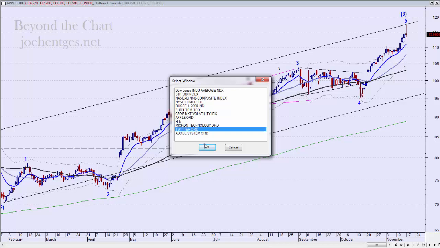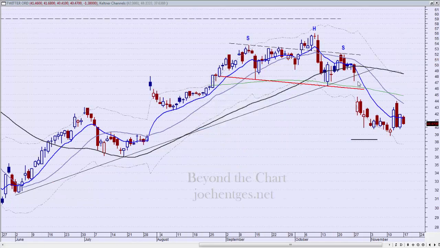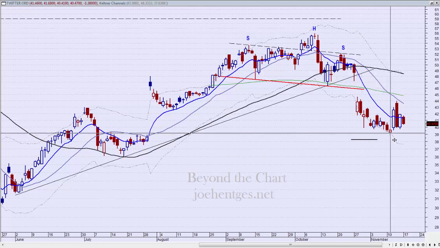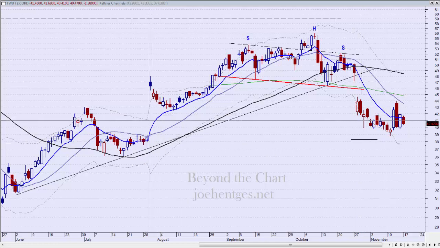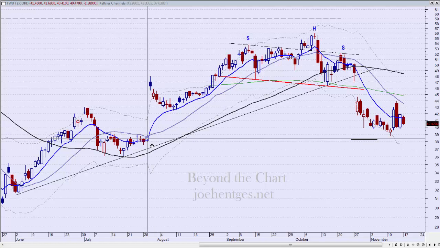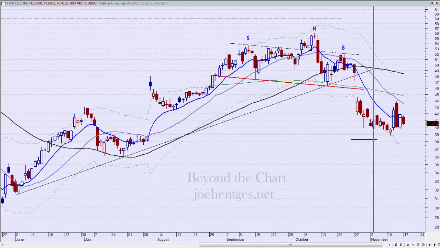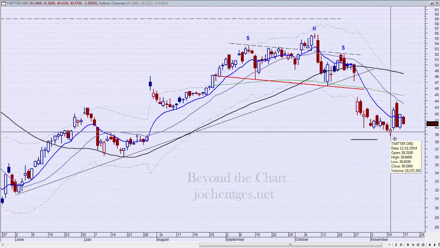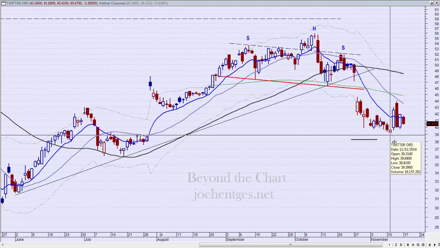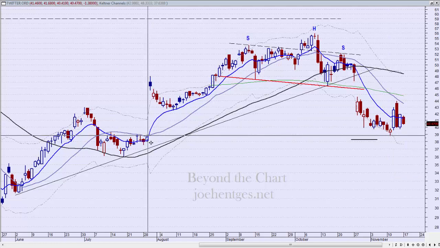Coming back, Twitter. I had this breakdown in here, which we played. It has now come in and filled, see this low right here? It filled this gap. See this big gap over here? The high on this bar is 38.92. The low on this bar, 38.81. So it filled the gap.